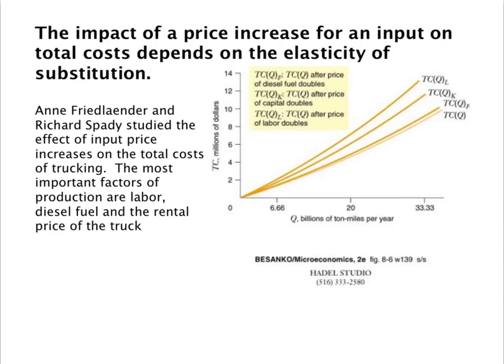This graph, taken from Bosanko and Brodigan's micro textbook, summarizes a study by Friedlander and Spady on the total costs of trucking. Short-run spikes in diesel fuel costs have a huge impact on trucking costs. But in the long run, the haulers can mitigate virtually all of the effects by shifting to more fuel-efficient trucks. At least for now, there's no substitute for a driver, so increases in the wage have the biggest long-run impact on the bottom line.